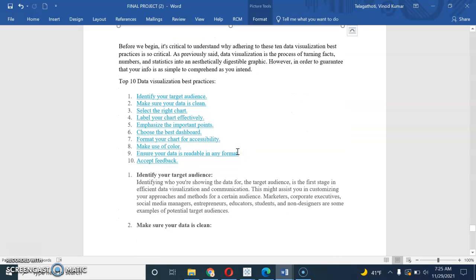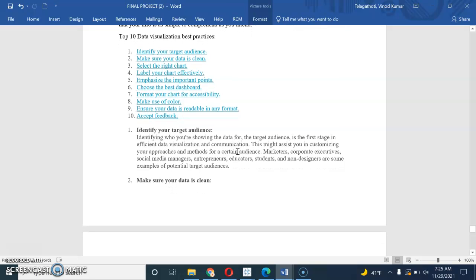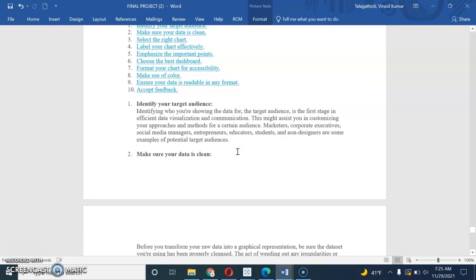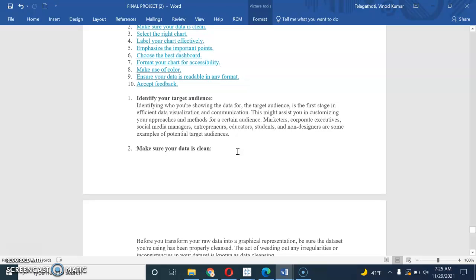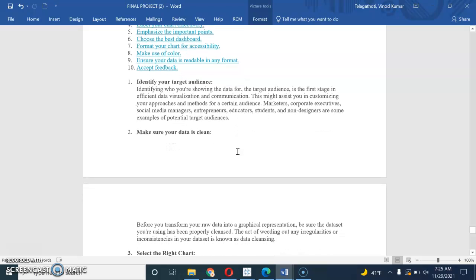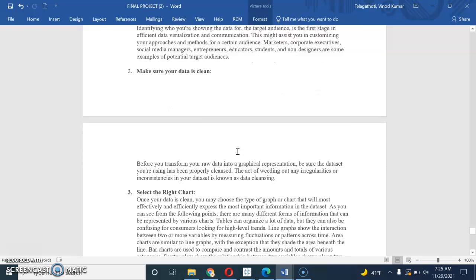The top 10 data visualization best practices: identify the target audience and make sure our data is clean. Select the right chart, label our chart effectively, emphasize the important points, choose the best dashboard, format our chart for accessibility, make use of color, ensure our data is readable in any format, and accept feedback.